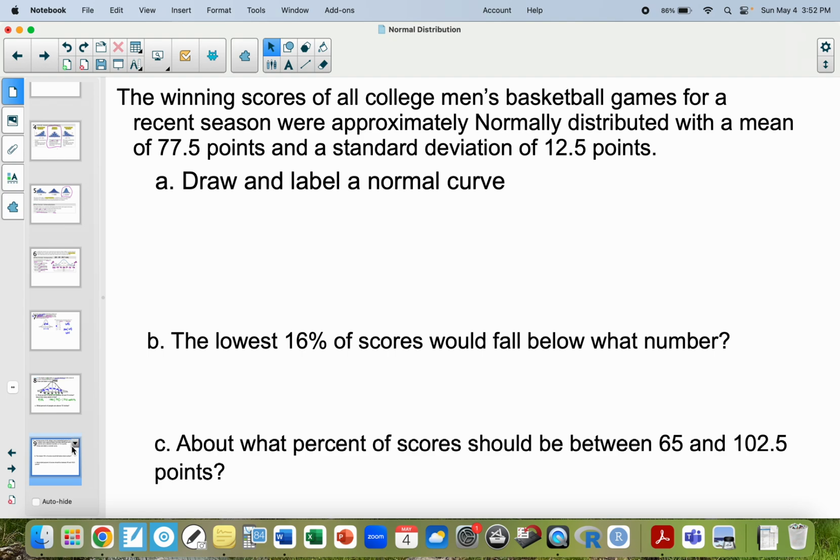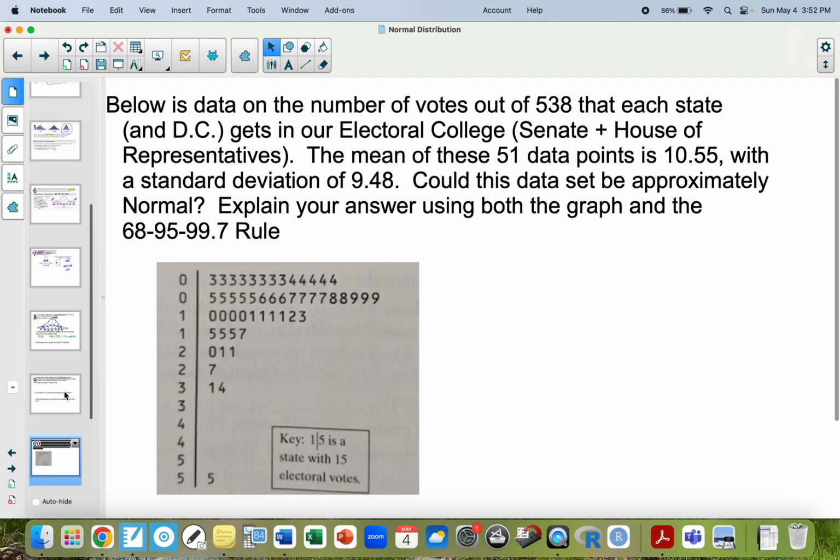We might actually skip this problem. You can try this on your own if you want to. Very similar. So it's normally distributed. It gives us the mean. It gives us the standard deviation. Asks very similar questions.